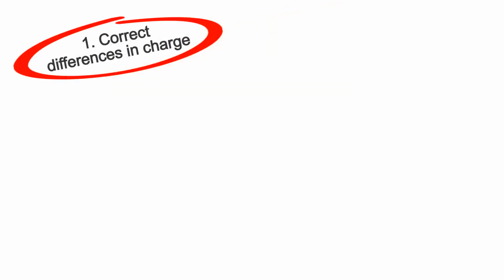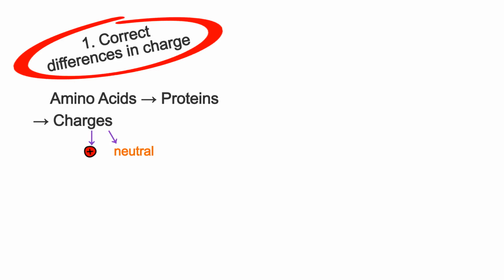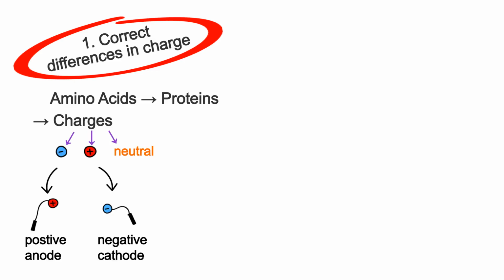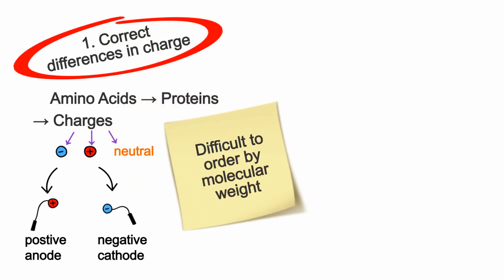First, we need to correct for differences in charge. Different proteins will have different amino acid compositions, which leads to different net charges that are neutral, positive, or negative. This means that if we apply an electrical field, some will migrate to the positive anode, and others will move to the negative cathode, which makes it very difficult to order proteins according to molecular weight and interpret the results.